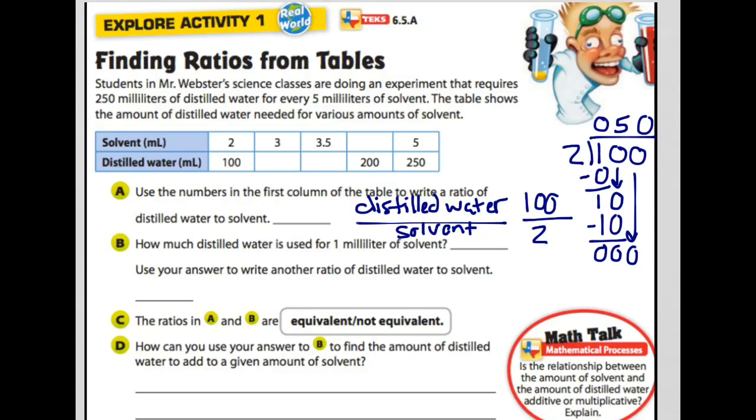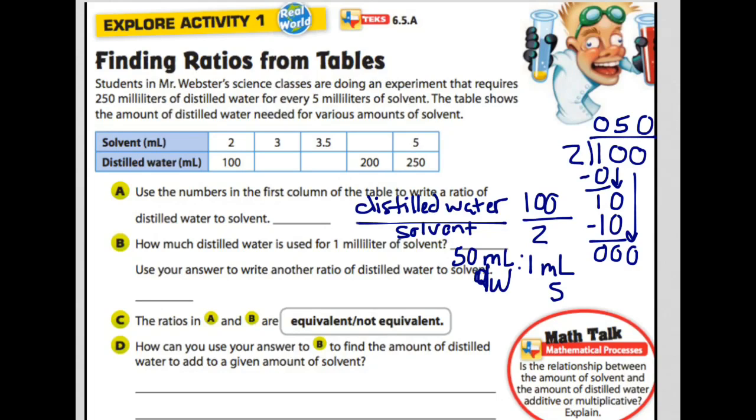So how much distilled water is used for 1 milliliter of solvent? It's 50 milliliters for every 1 milliliter of solvent. So 50 milliliters to every 1 milliliter of solvent. And I can put S below and D for distilled water, or DW.